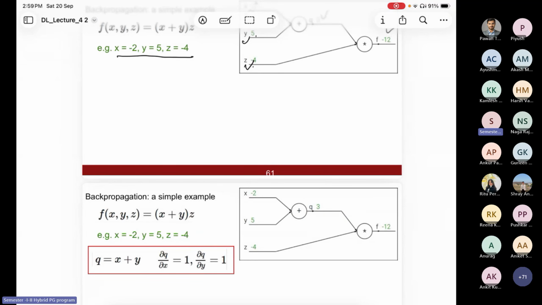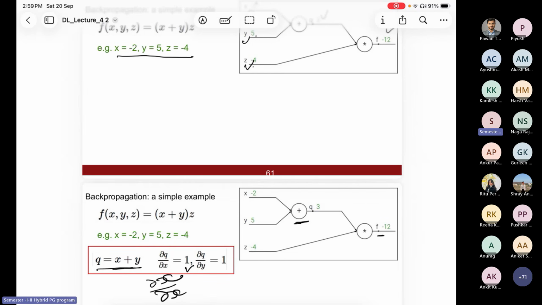Okay, before starting from here, first let us see the local computation. If I just see only this part, what is happening here? We are just adding x plus y, q equal to x plus y. This is the operation that we are performing. And if I ask you what is the derivative of q with respect to x, you can easily say 1. Del x by del x, that is 1. Very simple answer.